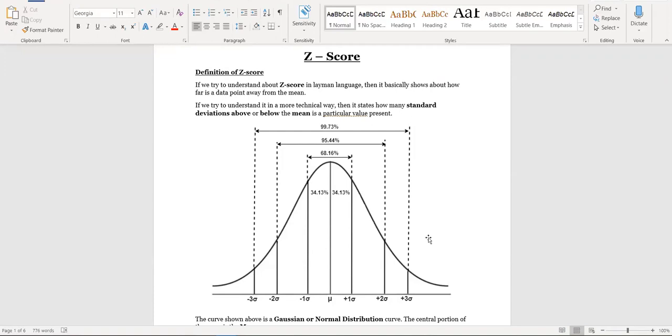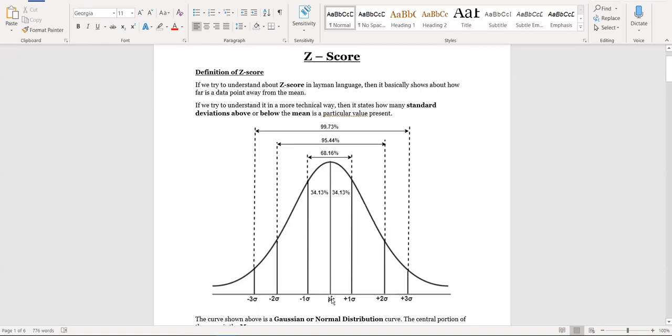To understand this, let's take a Gaussian or normal distribution curve and discuss a few things around it, and then I'll show you an example which will make this concept more clear. Okay, so if you could see here, this is a Gaussian or normal distribution curve. The middle portion of this has the mean of the curve, and the left and right portions are pretty much identical.